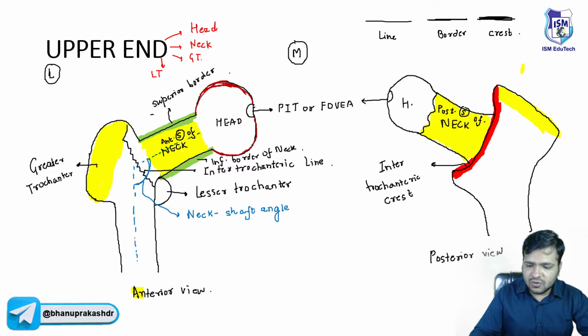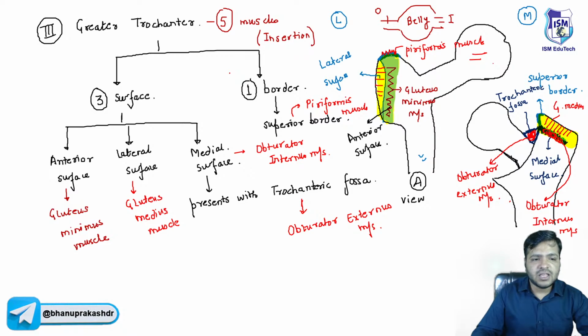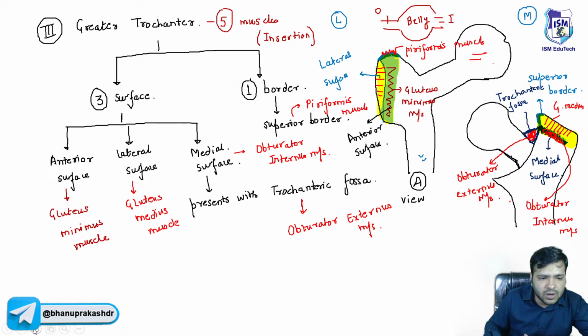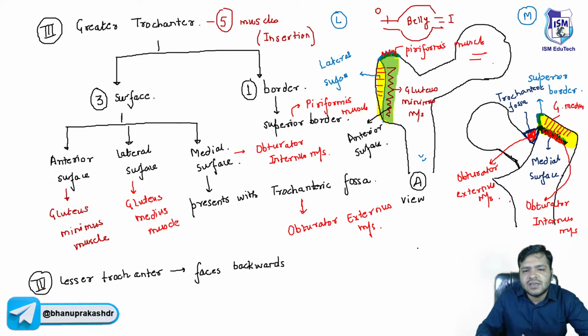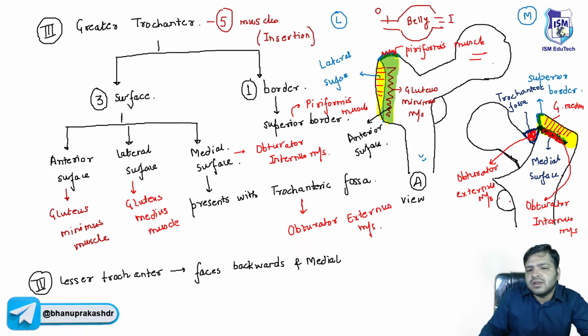For the lesser trochanter you don't have to write much in the notes, so just mention one point. The lesser trochanter faces backwards and medially. Obviously it is more towards the back and on the medial side. If you look at the normal position, the trochanter is located somewhere here, and it faces backwards and medially.